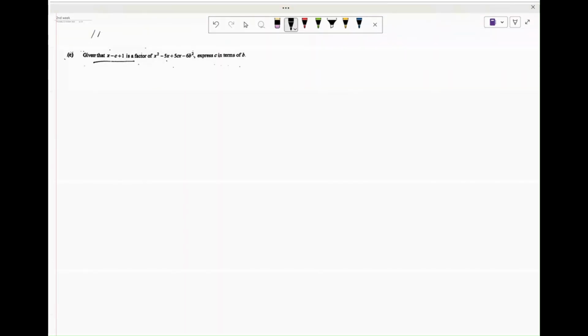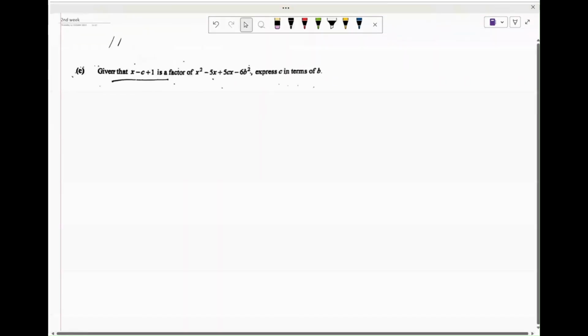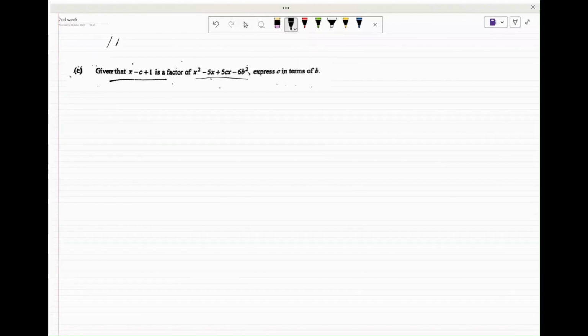So, next question was, given that x minus c plus 1 is a factor of x squared minus 5x plus cx minus 6b squared, express c in terms of b. So, like I was saying before, we learned that if factors multiplied by each other give expressions, so we know that if this is a factor of that, it can divide in evenly. So it divides into this with a remainder of 0. And we can use that to figure out what c and b are, or just express them in terms of each other.